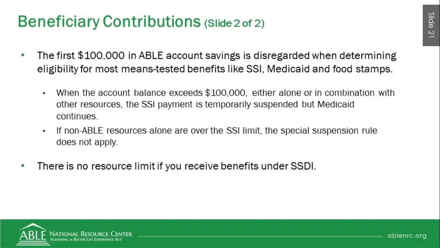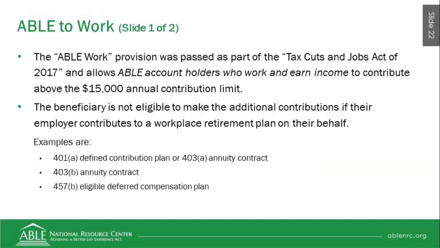It's also important, and I should have probably included it on this slide, that there is no resource limit if you receive SSDI, Social Security Disability Insurance benefits, because it's an entitlement program. You can have up to your state 529 limit in your ABLE account. It won't affect the SSI or the SSDI payment. And those 529 limits range anywhere from about $100,000, I think that's in New York, to over $500,000. That's a big range there.